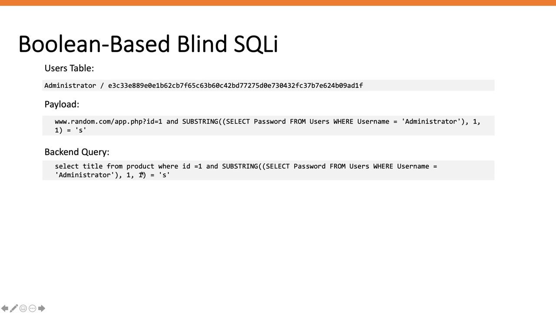And then I'm asking it, is this first character equal to S? In this case, the first character is not equal to S because the first character is E. And so this statement over here evaluates to false. True and false evaluates to false. And so the where clause evaluates to false, and you shouldn't see a title from the products page. And so nothing is returned on the page. That means it returned false. That means I know that S is not the first character in the hashed password.